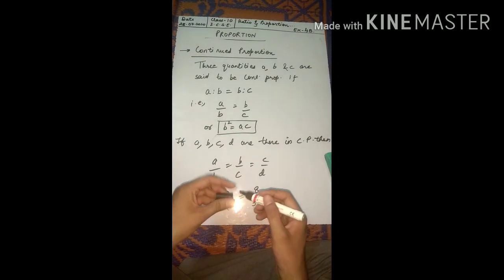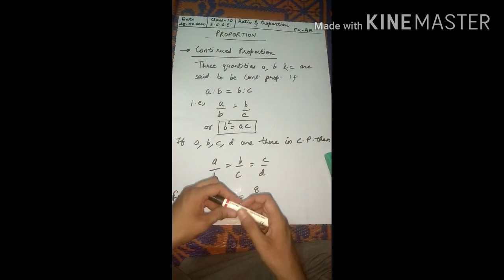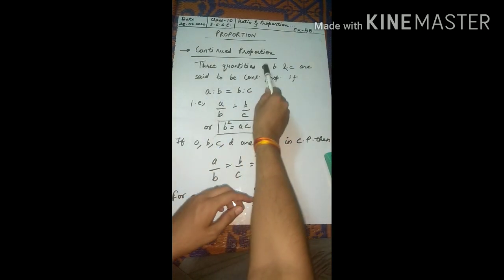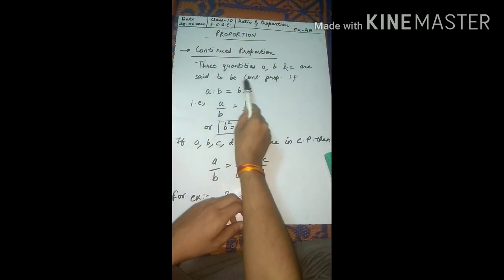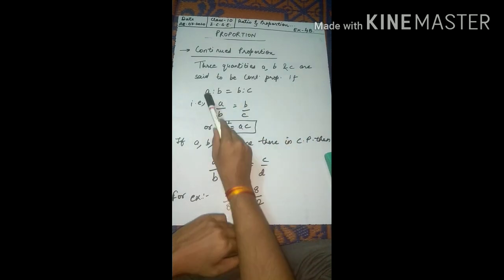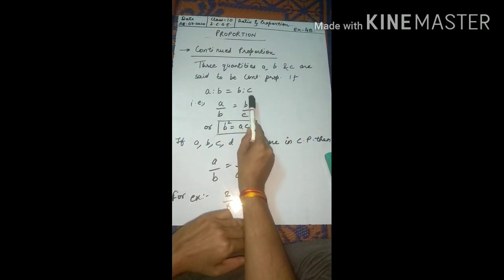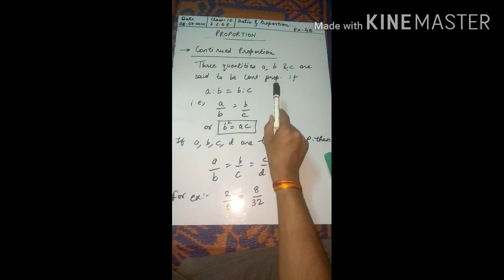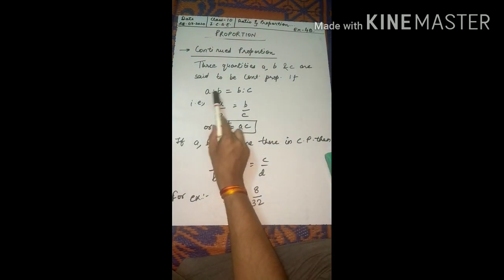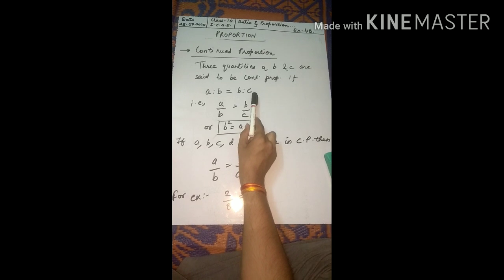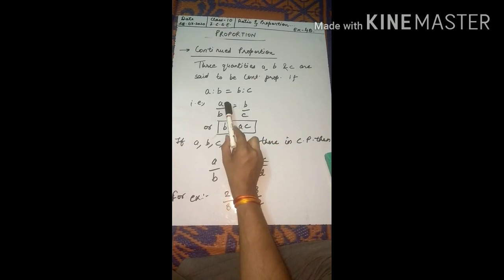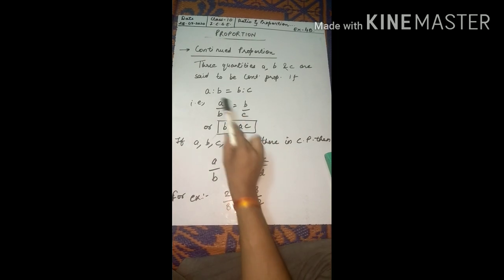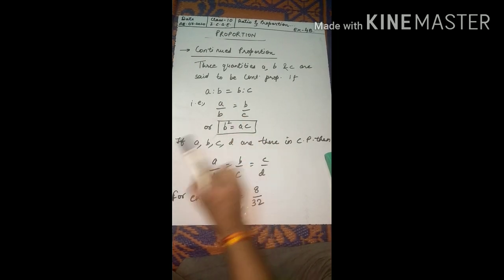Let us come to the next topic, that is continued proportion. By the name itself, it is continuing. Three quantities A, B and C are said to be in continued proportion if A is to B is equal to B is to C. So we can write this as A upon B is equal to B upon C. So B into B, B square is equal to AC.